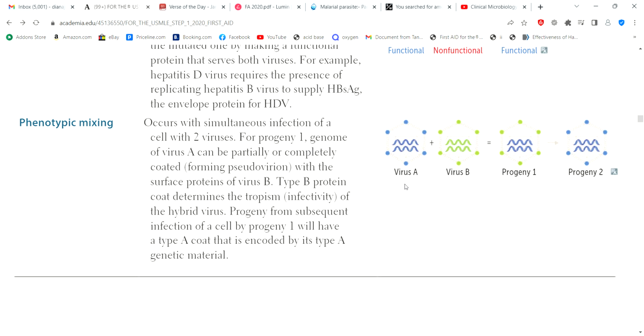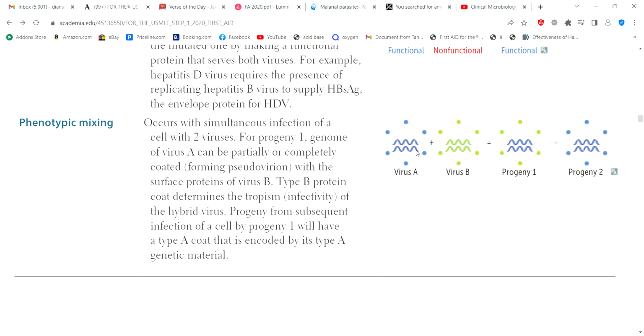For progeny 1, which is this right here, the genome of virus A can be partially or completely coded, forming a pseudovariant with the surface proteins of virus B. The type B protein coat determines the tropism, which is the infectivity of the hybrid virus. Progeny from subsequent infection of a cell by progeny 1 will have a type A coat that is encoded by its type A genetic material.